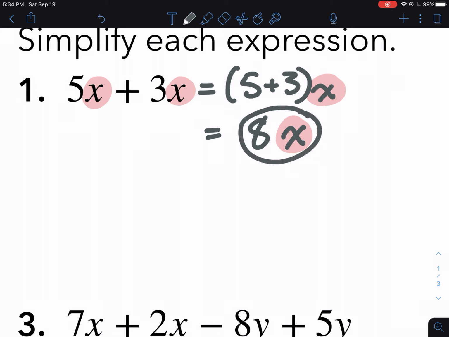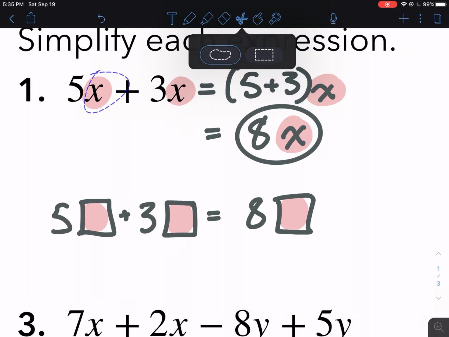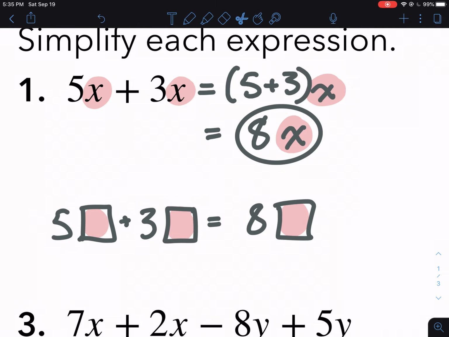Think of it this way. Think of it as you have boxes. You have a stack of 5 boxes over here, and then you have a stack of 3 boxes over here. How many boxes do you have total? You have 8 boxes. It doesn't matter what's inside your box. We don't need to know what's inside our box. As long as we know they are all boxes, they are all X boxes, no pun intended, we have 8 of them. This is the idea we're going to use all day today.